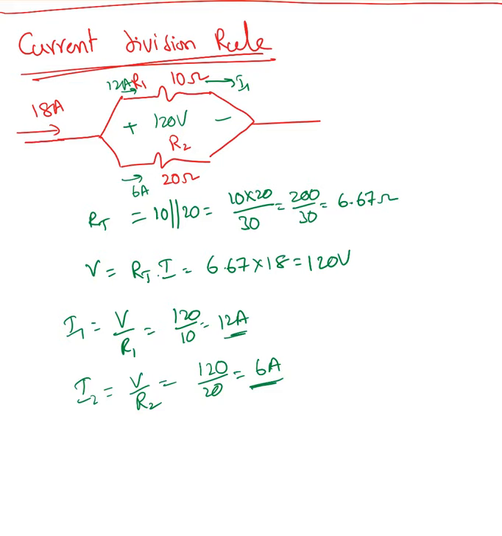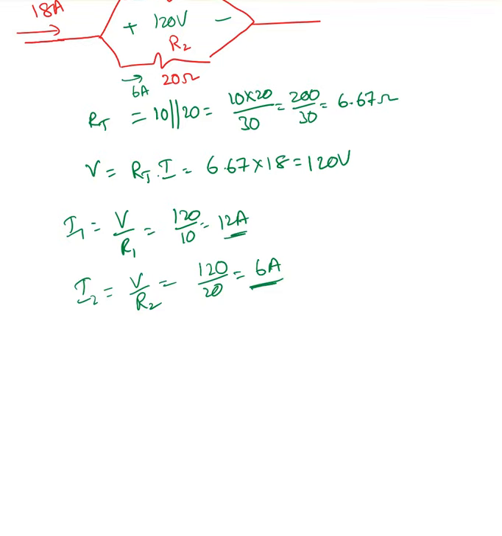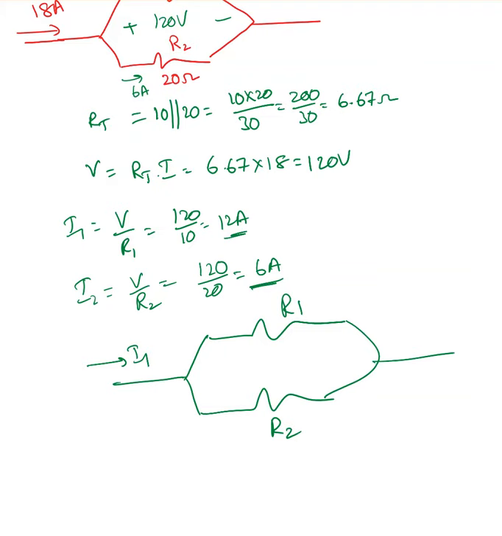So to minimize these steps, there is a simple formula. Here is the formula. There are two resistors in parallel, R1, R2, and I know I total. Now my goal is finding I1 as well as I2. To find I1 equal to total current I total times opposite resistance. Here I have only two resistors, so the opposite resistance is R2 over R1 plus R2. This is the simple formula.